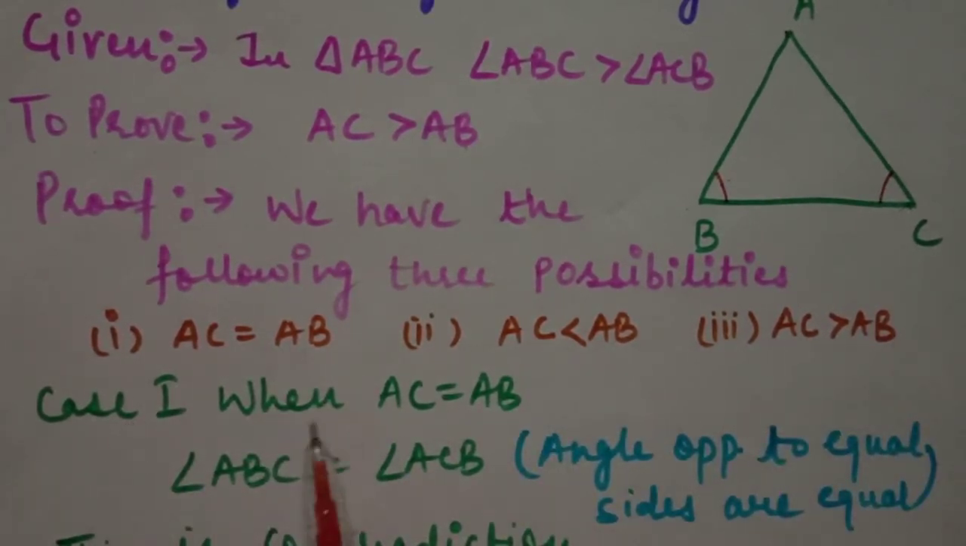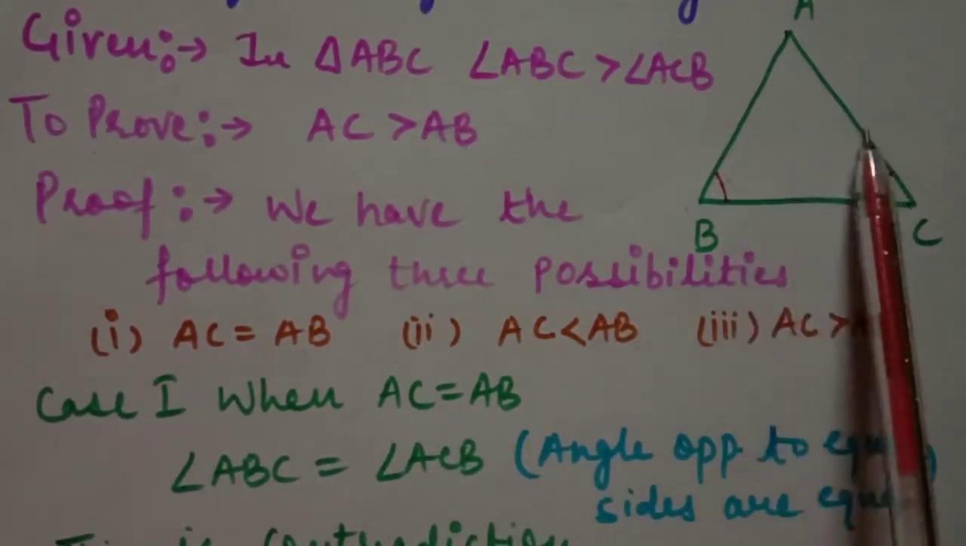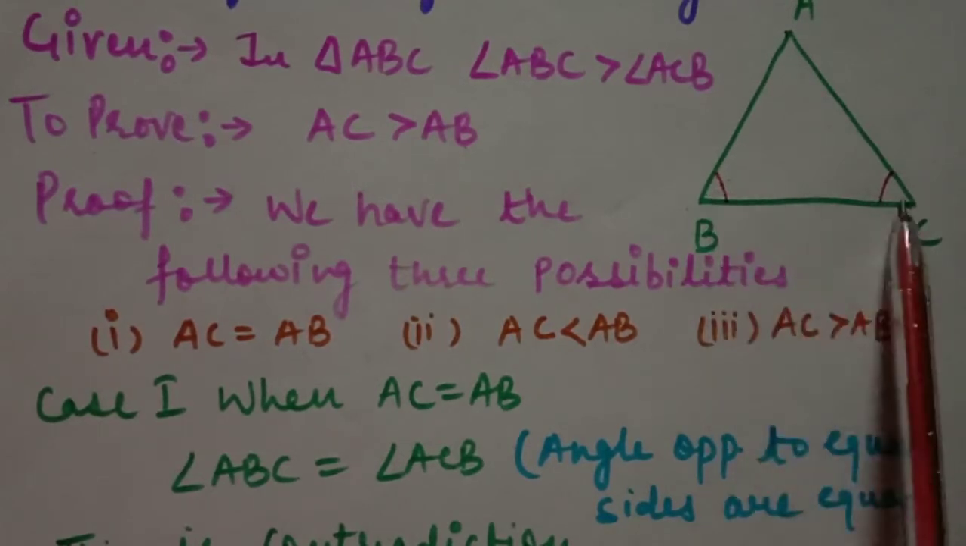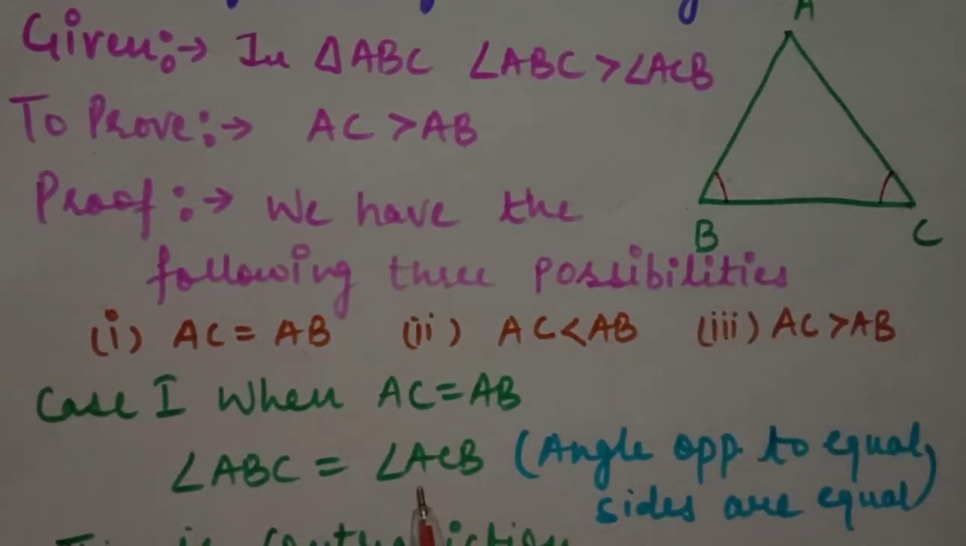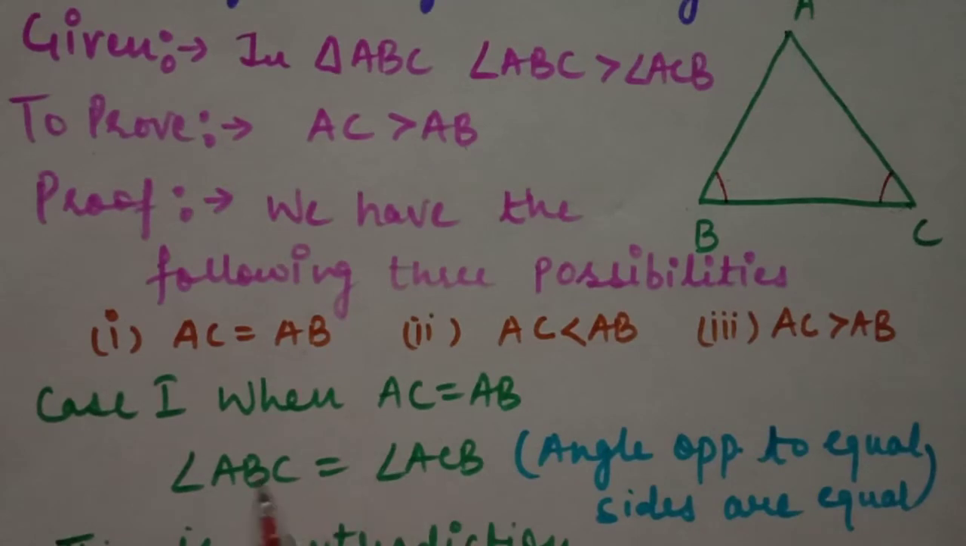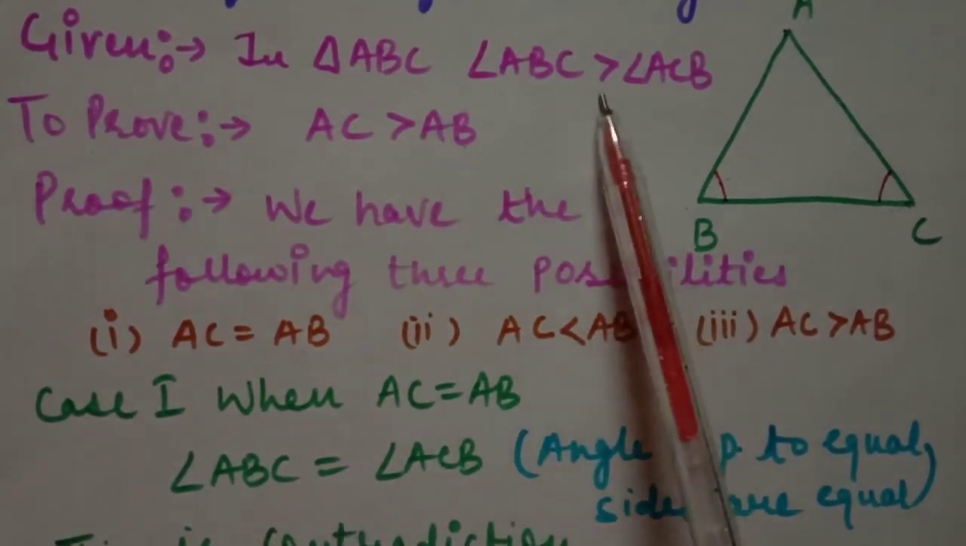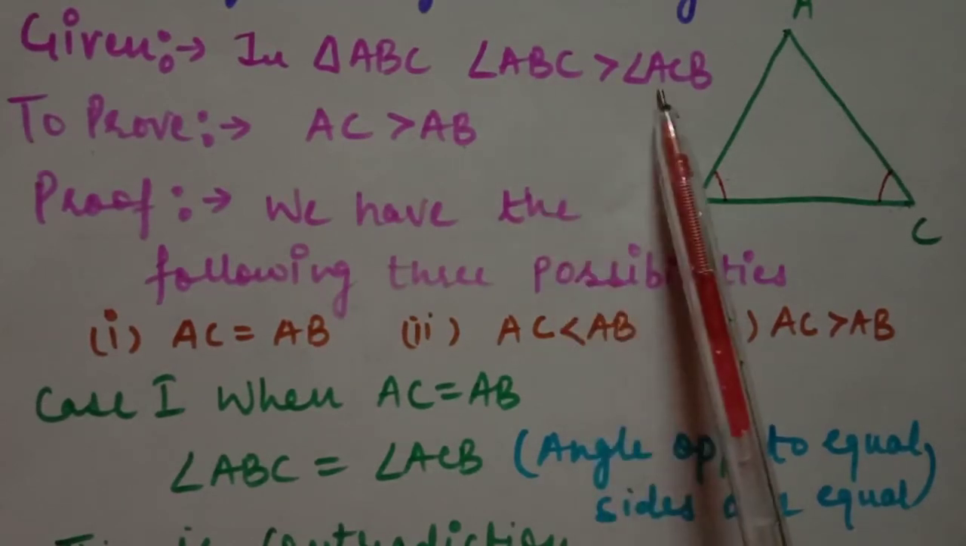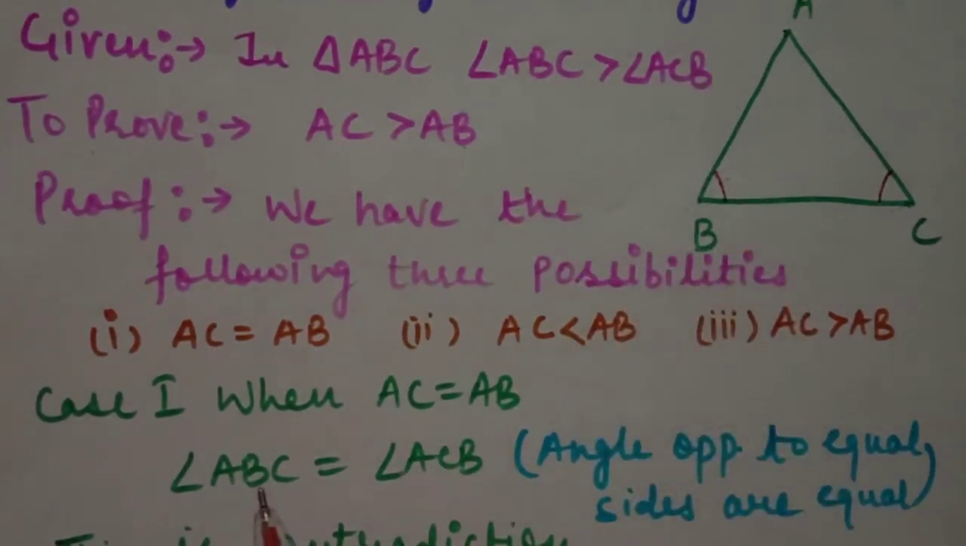For case 1, when AC and AB are equal to each other, then their opposite angles are also equal to each other. What is the reason? Angles opposite to equal sides are equal. We know it very well. If these two angles are equal, this is a contradiction. Why contradiction? Because it is already given angle B is greater than angle C. Then how is it possible that angle B and angle C are equal to each other?